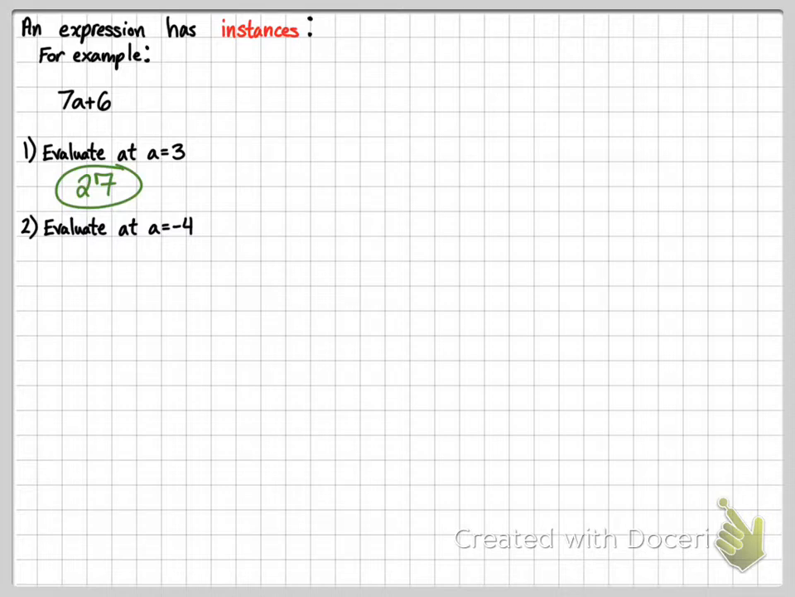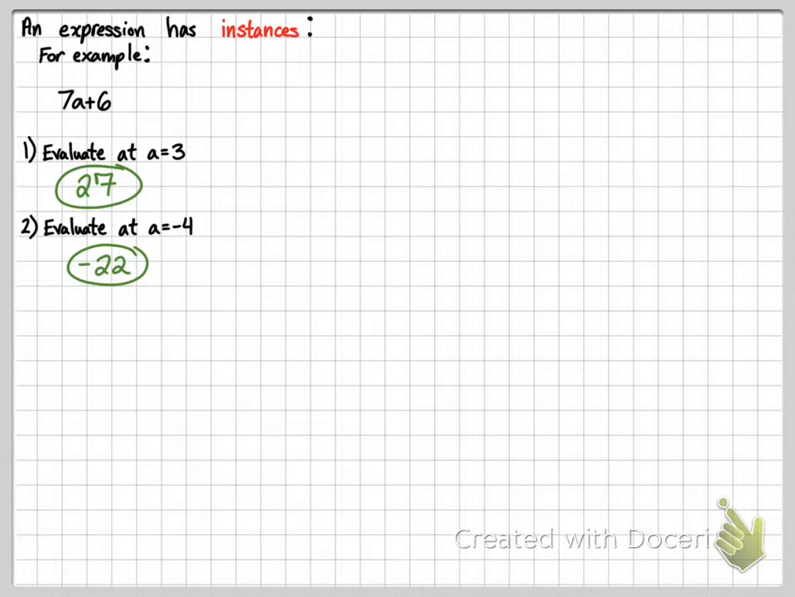Okay. What about when a equals negative 4? Negative 4 we're going to plug in here. 7 times negative 4 is negative 28, and negative 28 plus 6 is negative 22. So those are two different instances for the same expression.